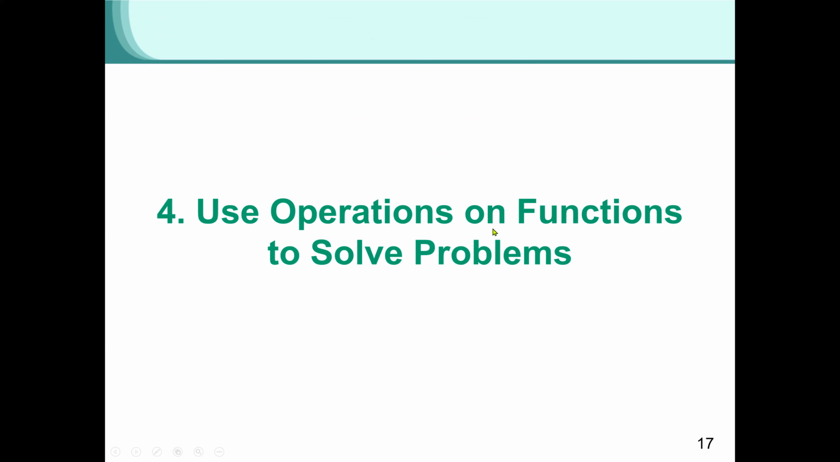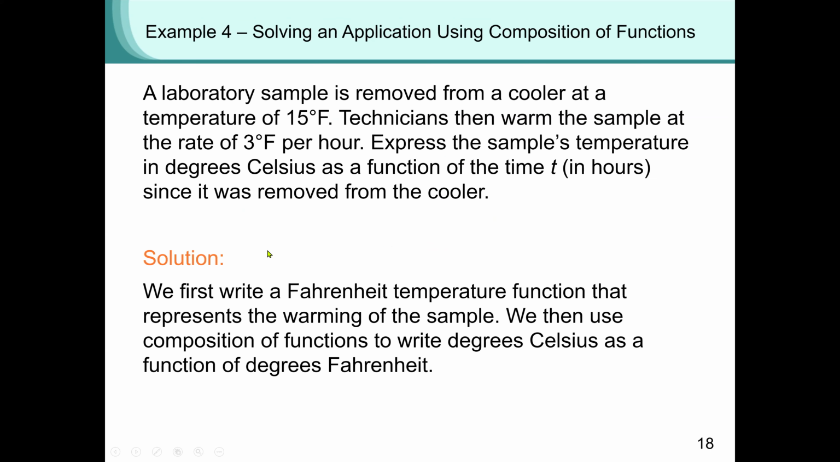Now, we're going to use the operations on functions to solve one problem. This is an application problem. Here we have a laboratory sample that is removed from a cooler at a temperature of 15 degrees F. Technicians then warm the sample at a rate of 3 degrees F per hour. Express the sample's temperature in degrees Celsius as a function of the time t in hours since it was removed from the cooler. To solve this problem, first we write the Fahrenheit temperature function that represents the warming of the sample. Then we use the composition function to write the degrees Celsius as a function of degrees Fahrenheit.